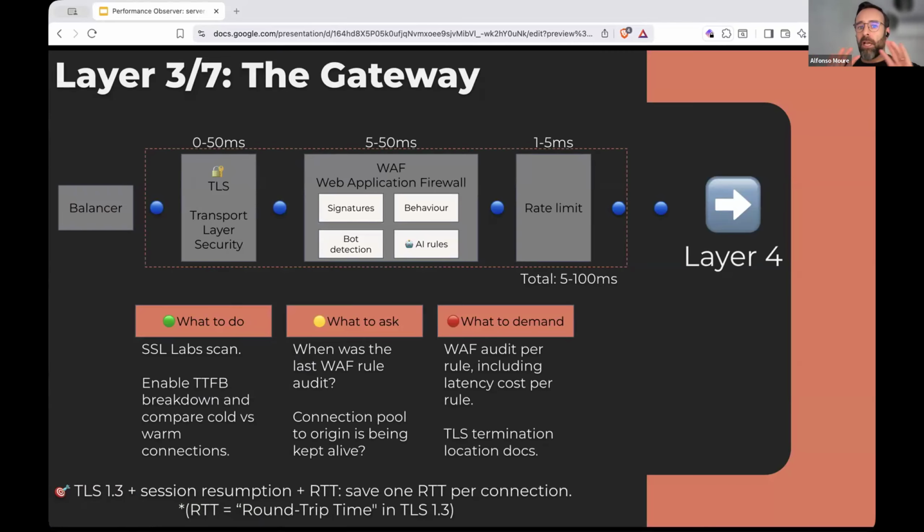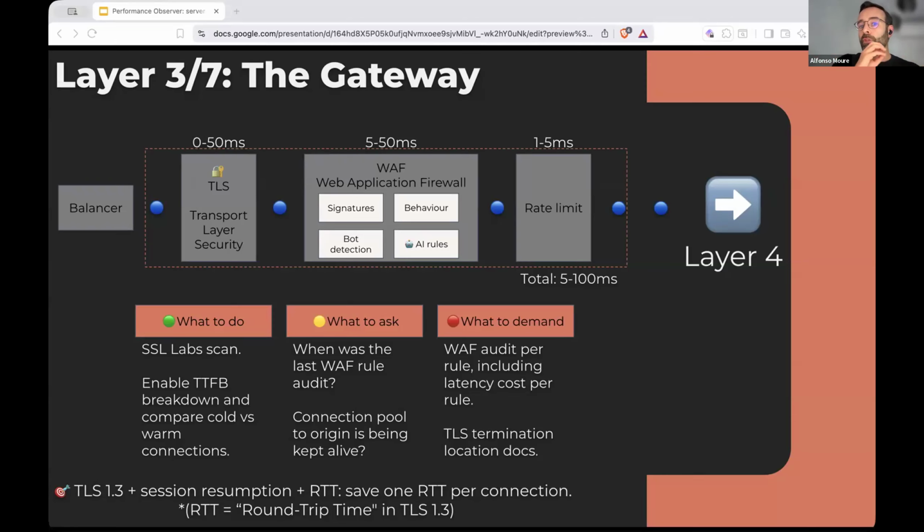And second, ask. This is the most important question of this layer. When was the last web rule audit? So when did the security team or the security people last check those rules that are configured in the web application firewall? This is a key aspect of this layer.